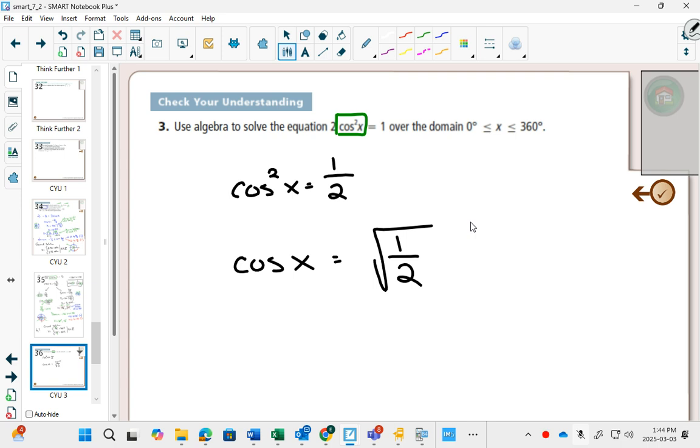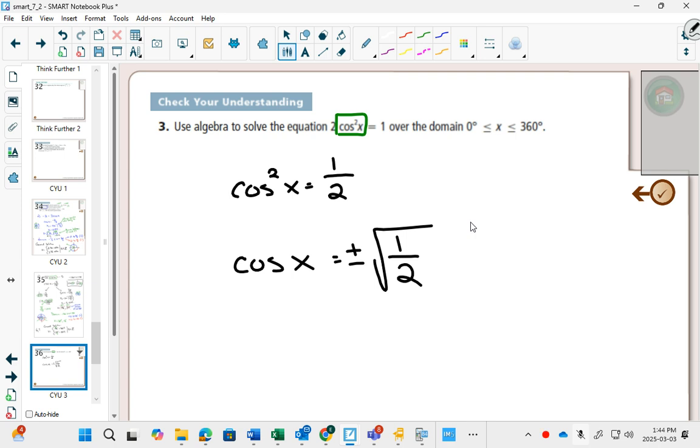And then I made the most common mistake that everybody makes. Can you see the most common mistake that I did? Yes. When you square root both sides, it's so easy to forget, but it could have been positive or negative. So we need to add the plus or the minus.